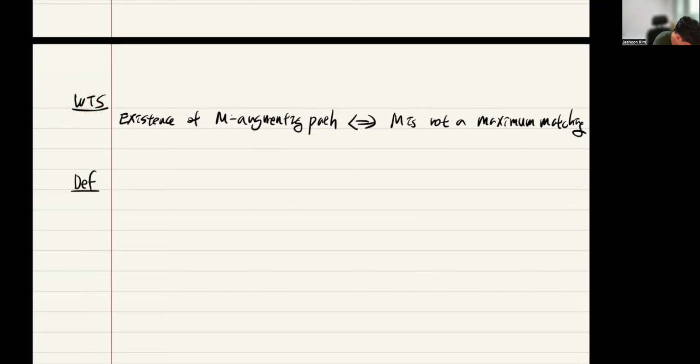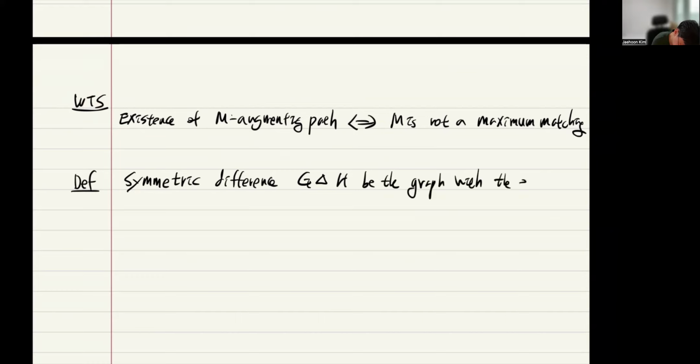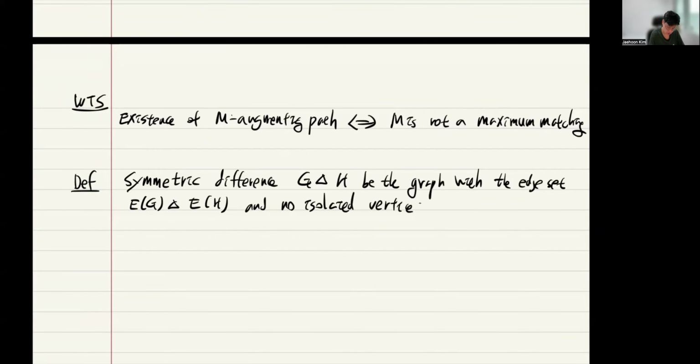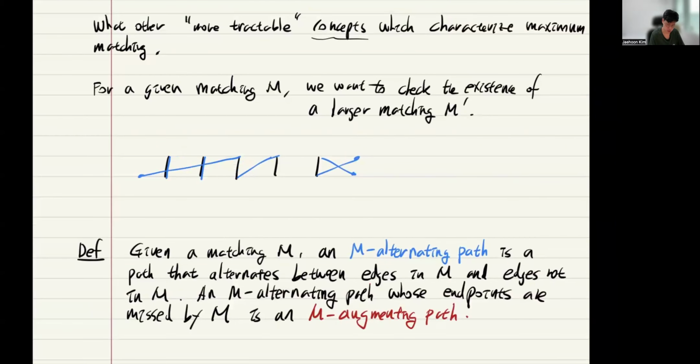Okay, so let's define this terminology, this notation, to make our discussion easier. Let's say the symmetric difference G Δ H is a graph with edge set E(G) symmetric difference E(H), and no isolated vertices. Here, if you take the symmetric difference of these two, this disappears, and these are still there. So here, the symmetric difference of M and M prime is a disjoint union of paths and cycles.